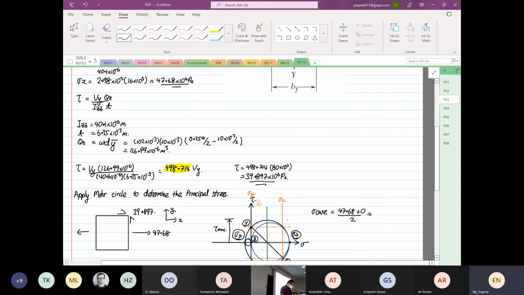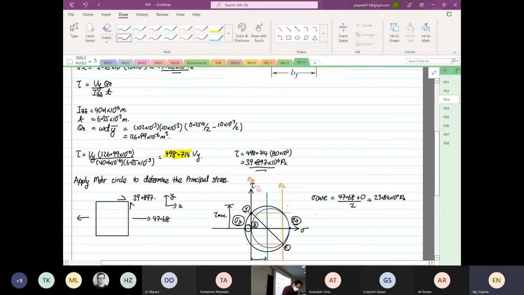So 47.68 divided by 2 is equal to 23.84. And then tau max, which is the radius of the circle, will be equal to the square root of (23.84 times 10 to the power 6) squared plus (39.897 times 10 to the power 6) squared.